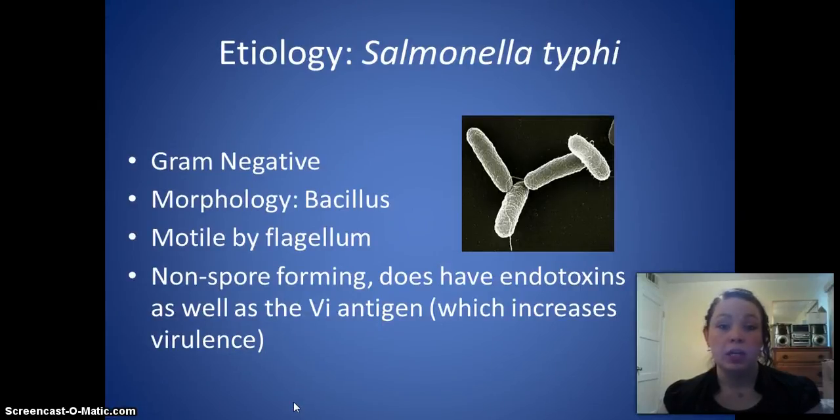Etiology. The bacteria that causes typhoid fever is called Salmonella typhi. It is a gram-negative bacteria. Its morphology is bacillus or rod-shaped. It is motile, biflagellate, and non-spore-forming, but does have endotoxins as well as the Vi antigen, which increases its virulence.